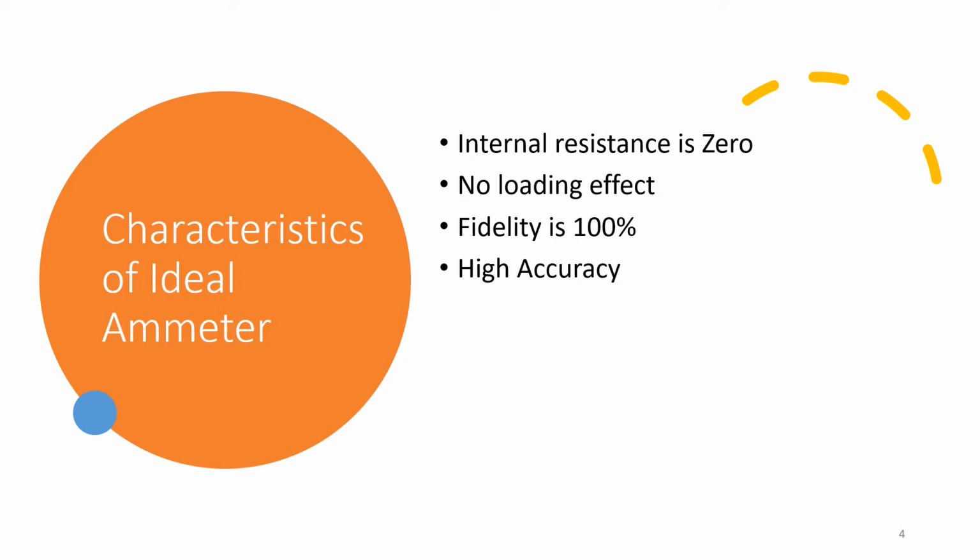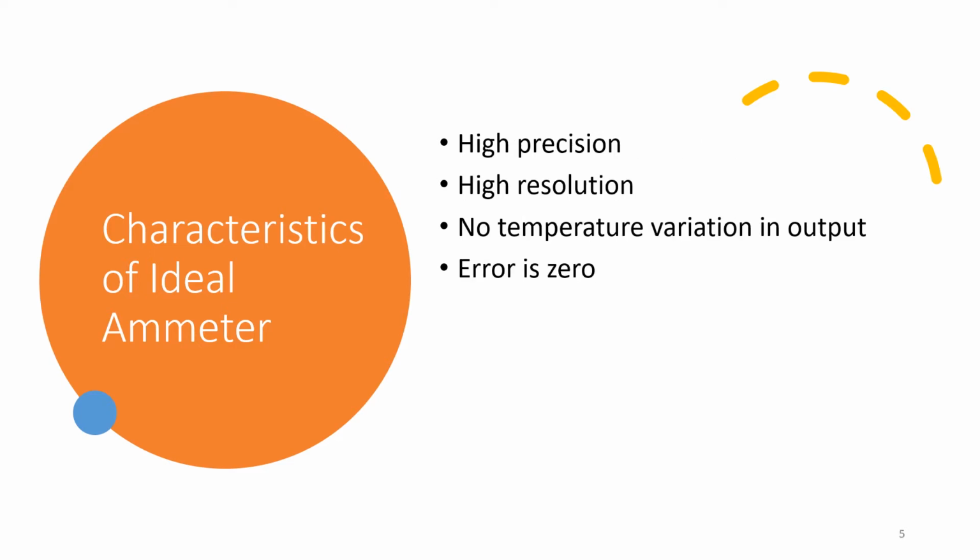An ideal ammeter has the internal resistance 0, no loading effects, the fidelity is 100%, high accuracy, high precision, high resolution. As in an ideal voltmeter, here also there are no temperature effects. That is, though the temperatures vary, there is no effect on the readings, and the different types of errors are zero. These are the characteristics of an ideal ammeter and ideal voltmeter.